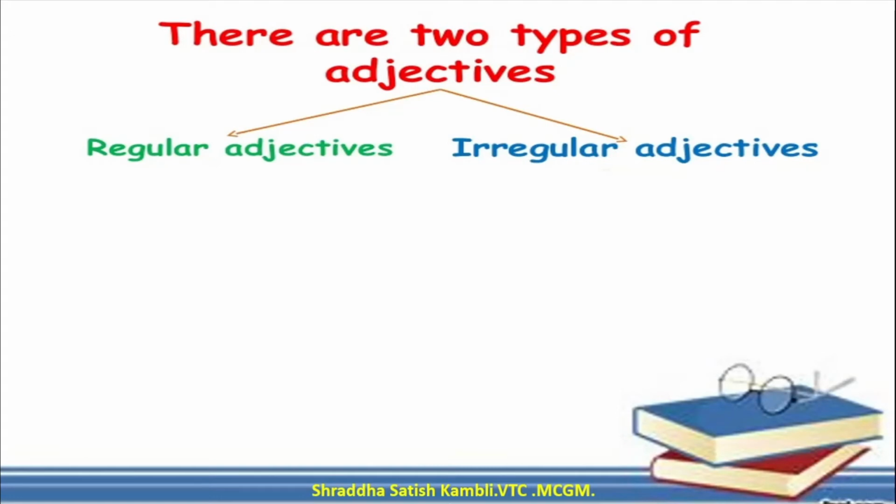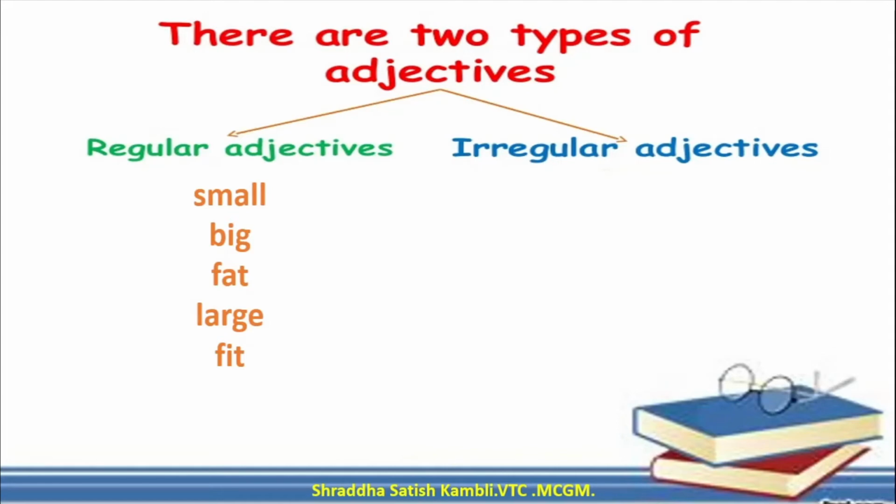Let us take some more examples of regular adjectives. See here: small, big, fat, large, fit. So these are the regular adjectives. Why? Because small becomes smaller than, the smallest. Big becomes bigger than, the biggest, etc.